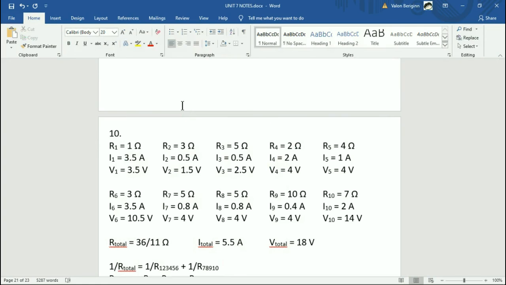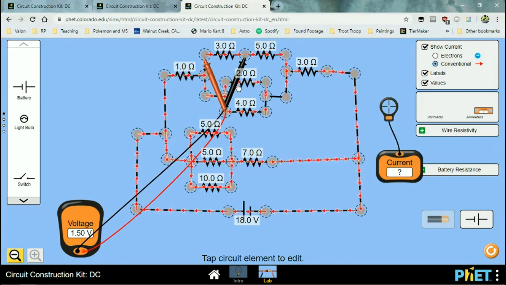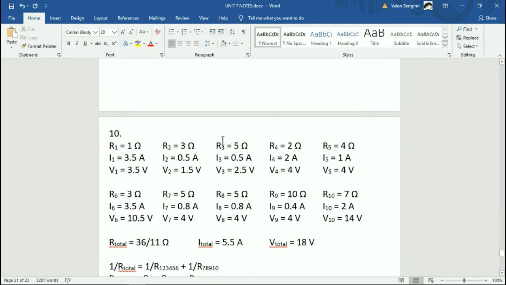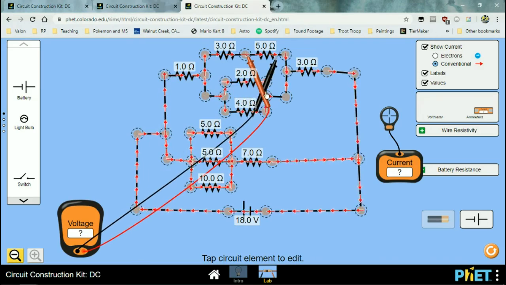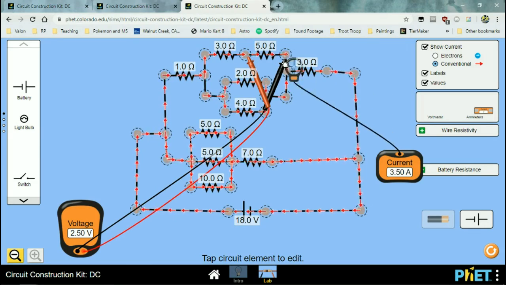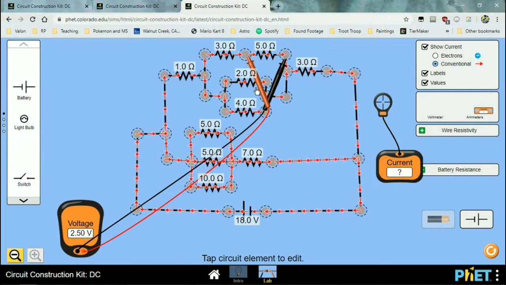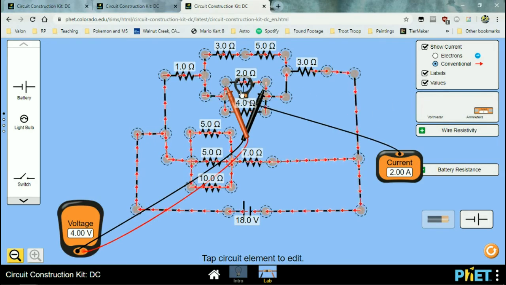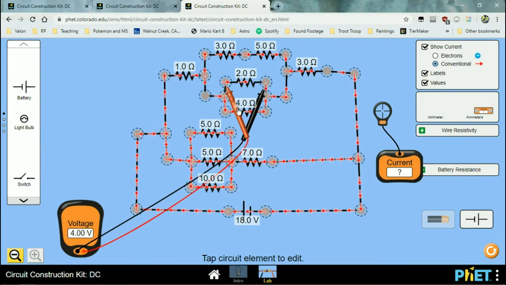3.5. R2 should be 0.5 and 1.5. 0.5, 0.5. R3 should be 2.5 and 0.5. 0.5, 0.5. Okay. R4 should be 4 volts and 2 amps. 4 volts, 2 amps. R5, 4 volts and 1 amp.